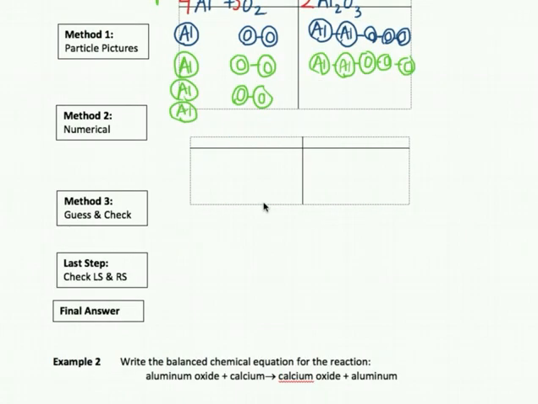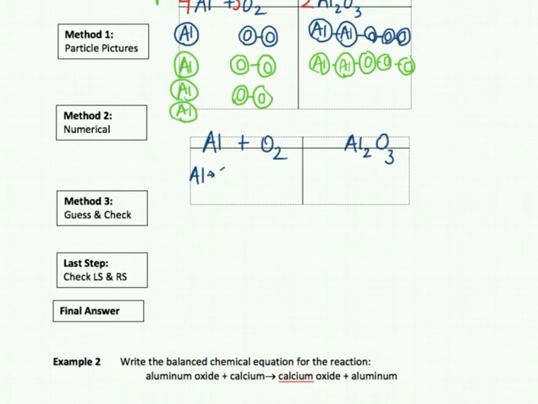Here's the next method now, the numerical method. Again, we'll start off by writing in the skeleton equation here. Our goal is to try to balance this chemical equation. If you are not a visual person and you don't like drawing all these extra pictures, this is another way you can go about doing it. What you're going to do is tally up underneath how many of each item you have. Right now we know we have 1 aluminum.